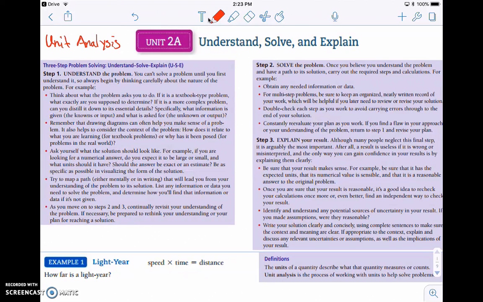But as we look at this idea of understand, solve, and explain, it's a three-step problem solving concept, and I'm not going to review all of this, and it's not something you need to memorize by any means. It gives you a platform or some kind of structure to help you in solving and working through problems mathematically.